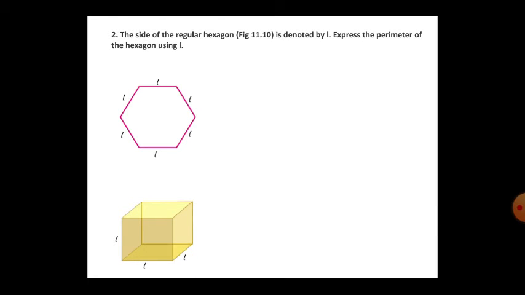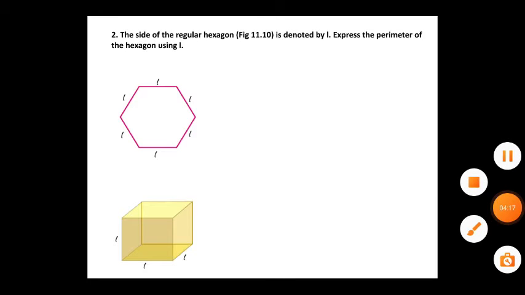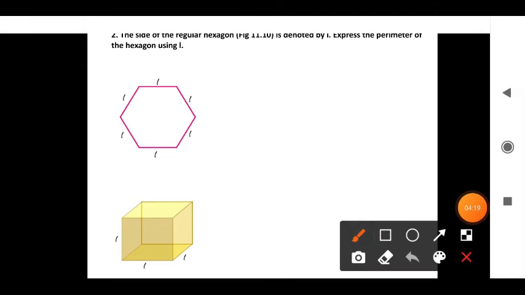The side of a regular hexagon is denoted by L. Express the perimeter of a hexagon using L. You know that perimeter means the distance around the figure. What is the figure here? A regular hexagon. You know that a hexagon has 6 sides. Regular means all its sides are equal.